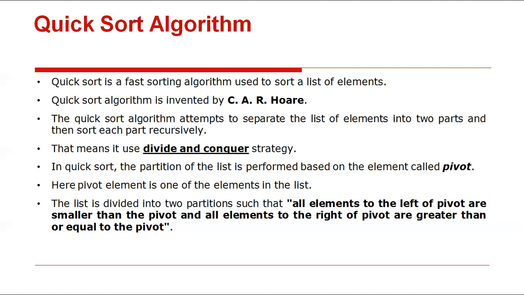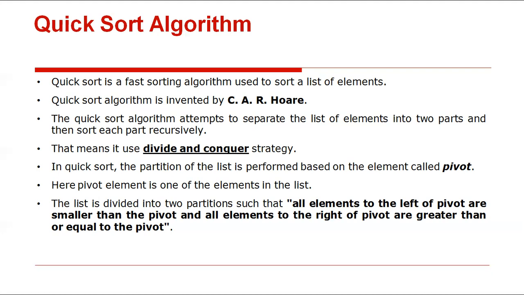In quicksort, the partition of the list is performed based on an element called the pivot. So there is a new word used in the quicksort algorithm, that is called pivot. The partition of the list is performed based on the element called pivot. So the array is divided into two parts using the divide and conquer method.